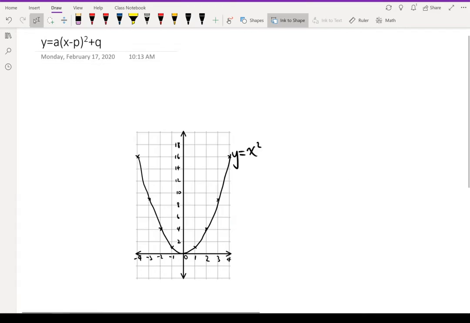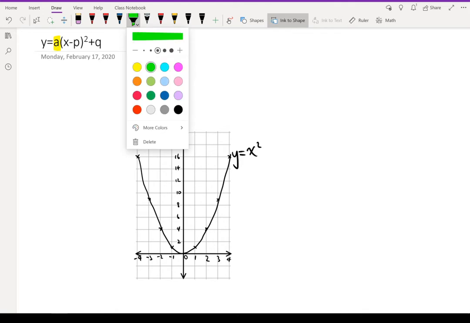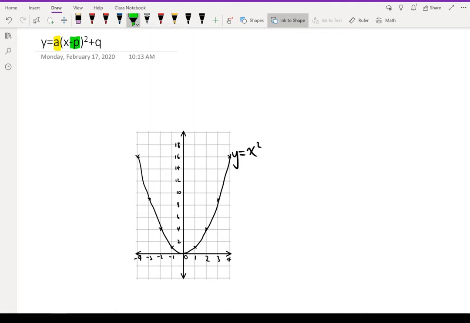Hello, grade 11. I want to clear up some misunderstanding or confusion about the form y equals a(x minus p) whole squared plus q. The ones I want to focus on are this a over here and also the minus p in the middle. First of all, I'm going to talk about y equals a x squared.